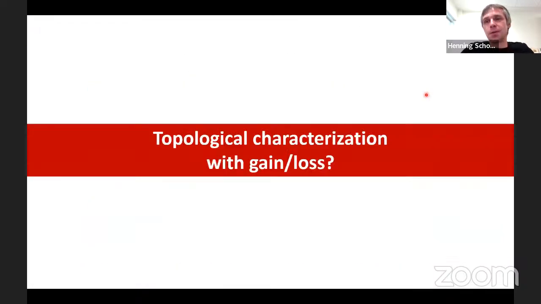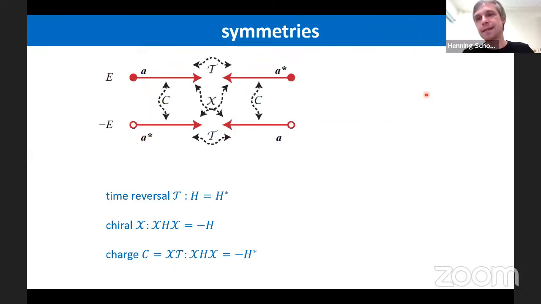Okay, so this was a very concrete effect, and we make use of some symmetries that we already knew of from the electronic setting, and we used gain and loss. But there is certainly more to this picture. So what is actually still topological if you have systems with gain and loss? And I give you a very limited perspective on this, just to give you some background of the symmetries that we are usually talking about.